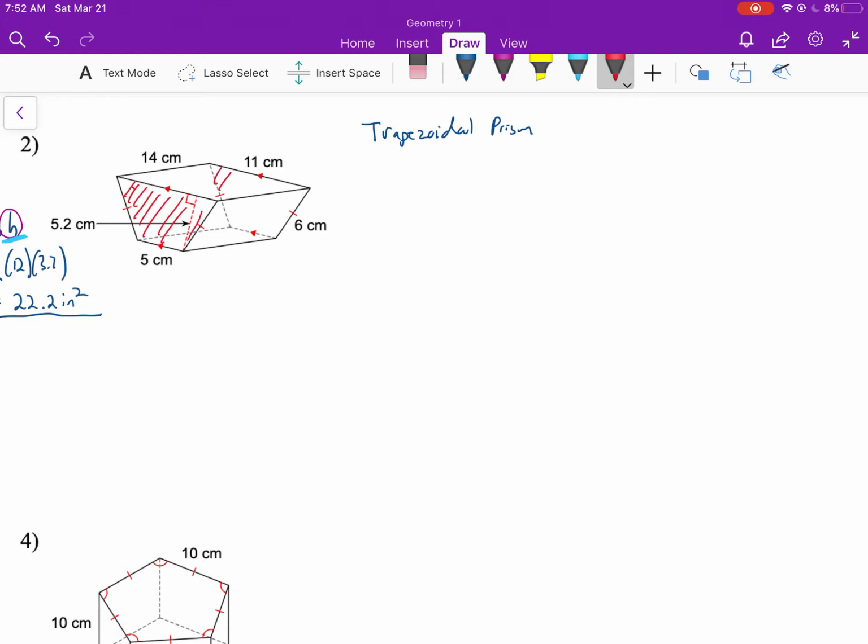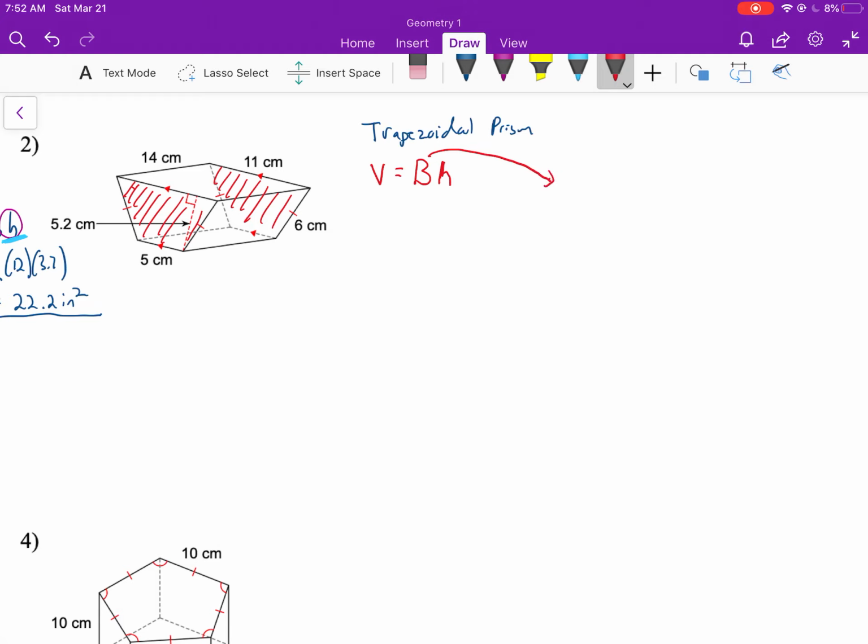So that's a base, and then this is a base. So we shaded in our bases. Volume formula, volume, it's a pyramid. It's the area of the base times the height of the prism. So the base, we want to write the equation for area of the base.